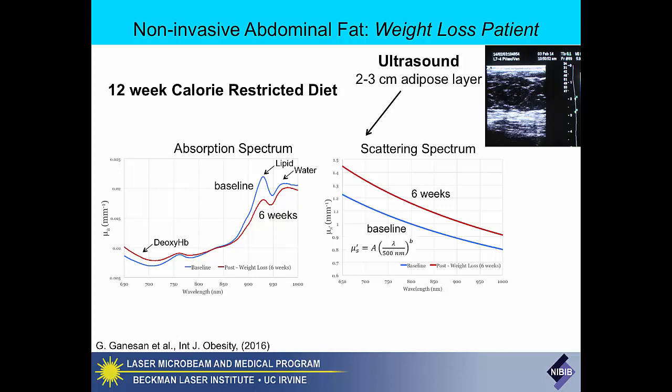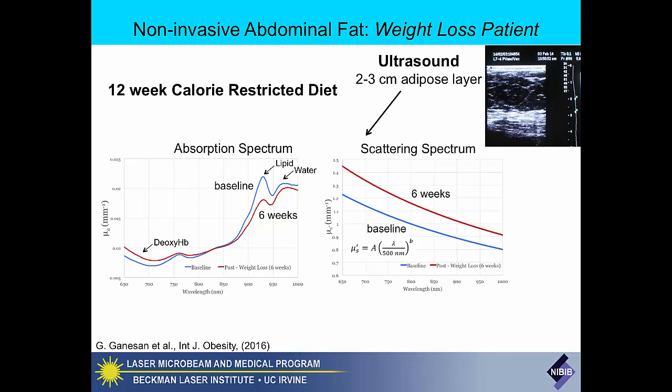So here's an example of one of the patients. So we have ultrasounds on everybody. And you know, with ultrasound, you can see that there's a fat layer. That's about all that you can tell. There's a nice subcutaneous fat layer. But optically, what you see is this very beautiful wavelength dependence of scattering. And we were pretty surprised to see that 6 weeks into the diet, the scattering spectra changed quite dramatically. There was an increase in scattering and a change in slope.